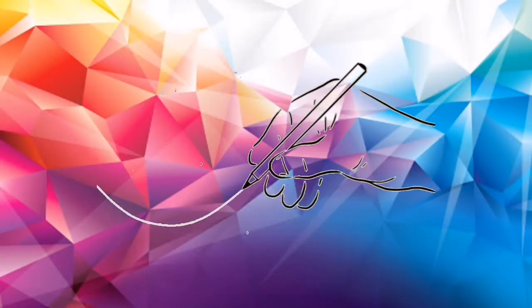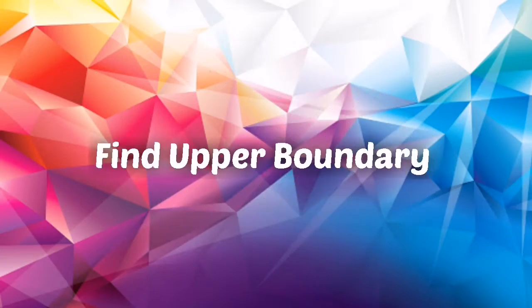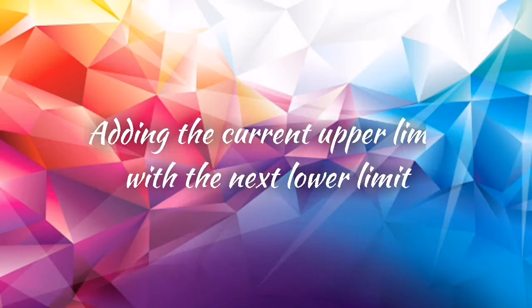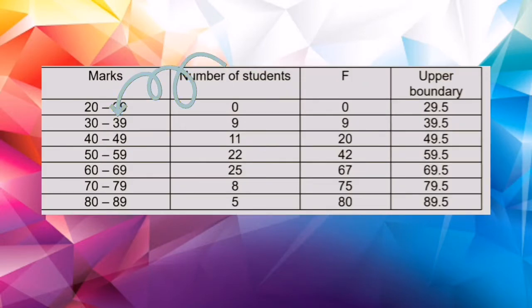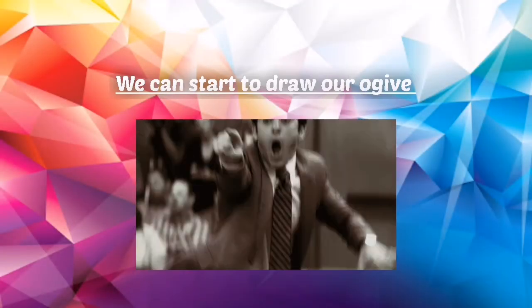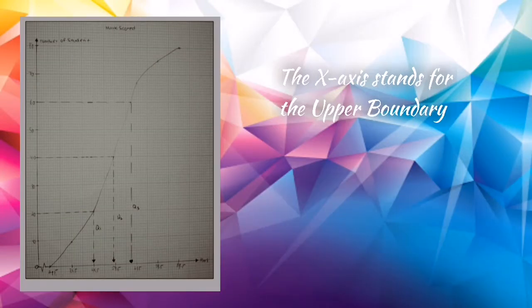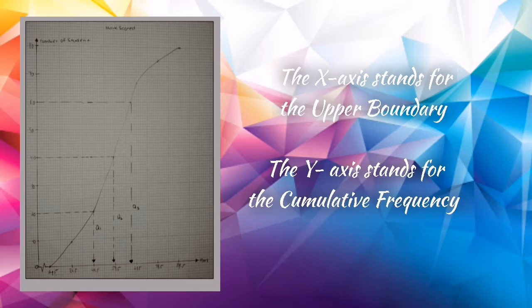So to draw an ogive, we need to find the upper boundary first. To find the upper boundary, we add the current upper limit with the next lower limit, and then we divide it by 2. For example, 39 plus 40 divided by 2 equals 39.5. And then we can start to draw our ogive. The x-axis will stand for the upper boundary and the y-axis will stand for the cumulative frequency.